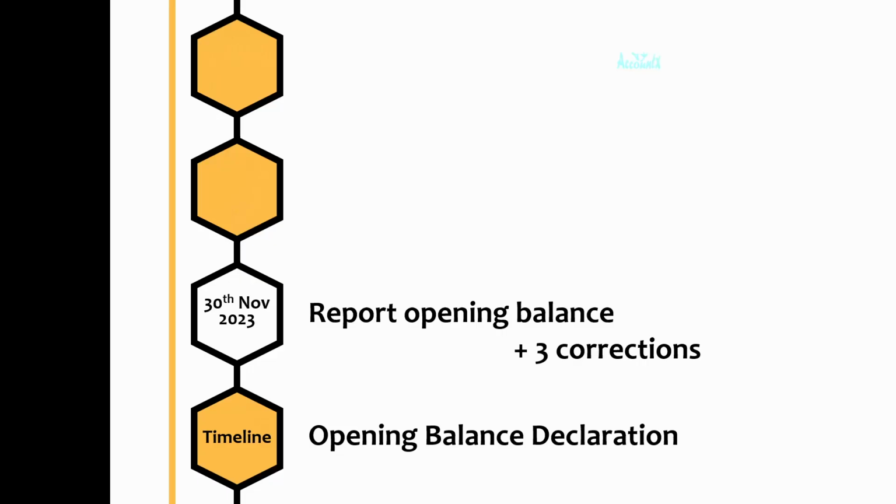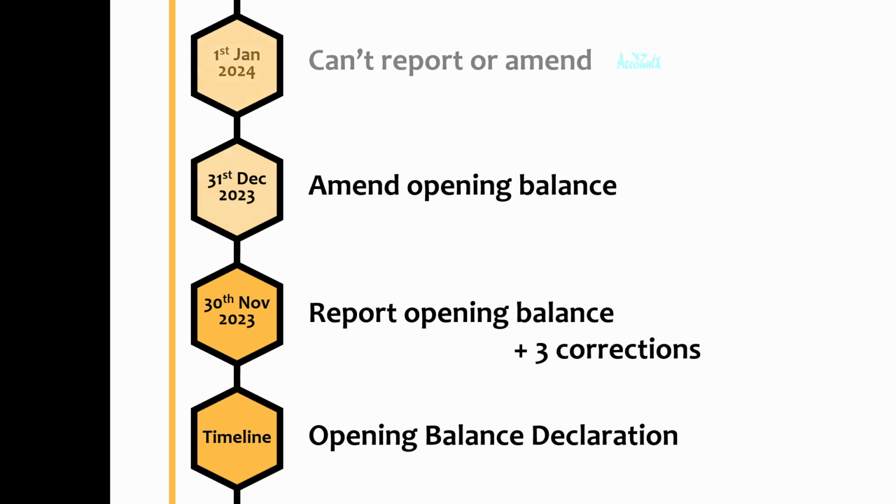Let's say in the month of September, you have reported opening balance, and later on you realize that this is not correct. So you can amend this for a maximum of 3 times till 30th November 2023. From December onwards, you cannot report opening balance, but you can amend opening balance that you have reported till 30th November 2023. And from 1st Jan 2024 onwards, you can neither report nor amend this opening balance. As of now, these are the time limits.